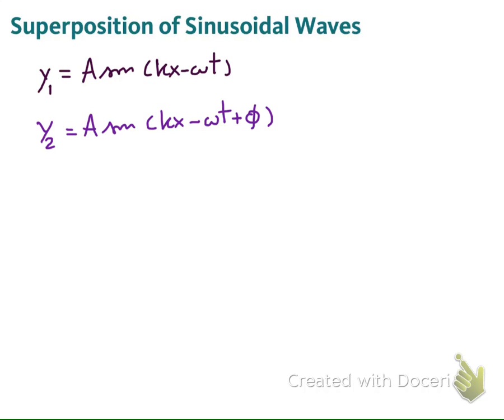For simplicity, we assume here that these two waves have the same amplitude. This is not the general situation, but it makes the calculation easier. We also give the phase difference of these two waves with this parameter phi, to make the phase of these two waves different. But other than this, they are identical.